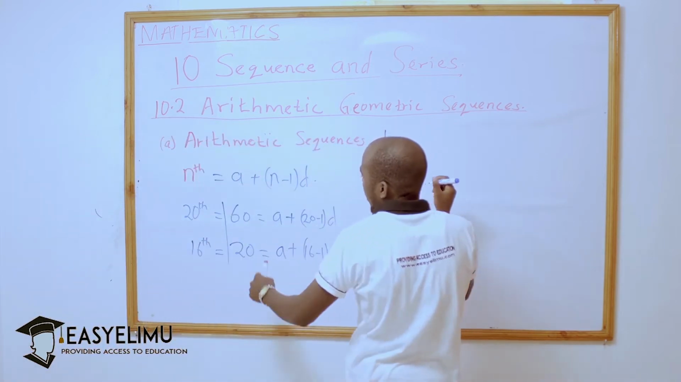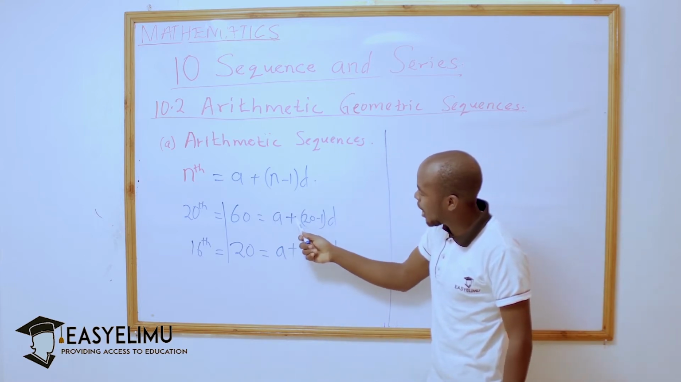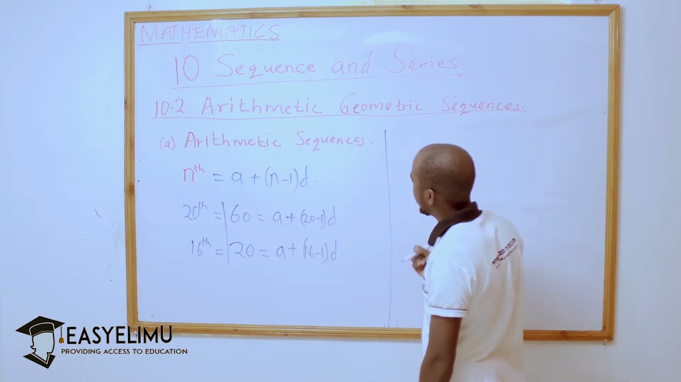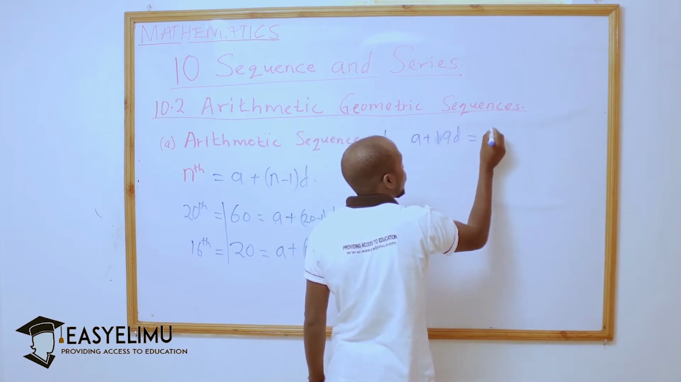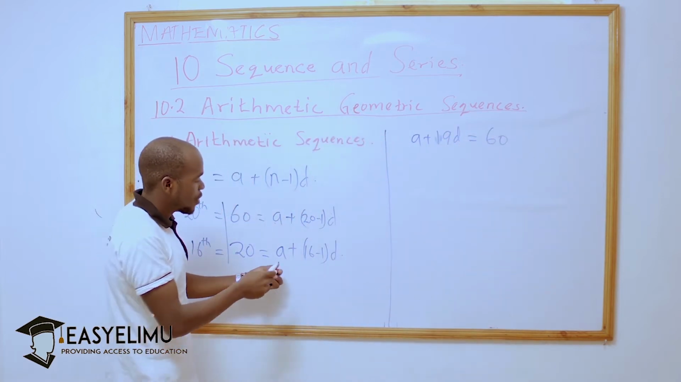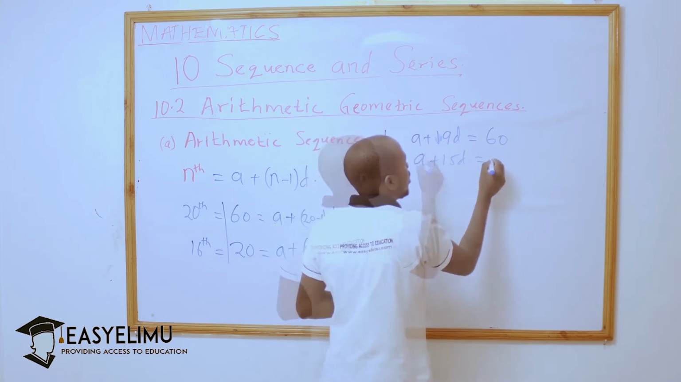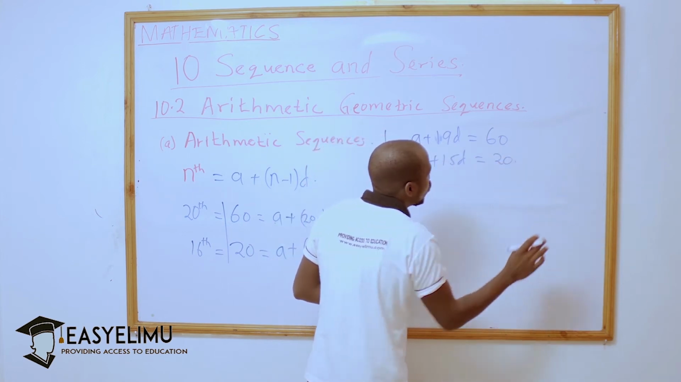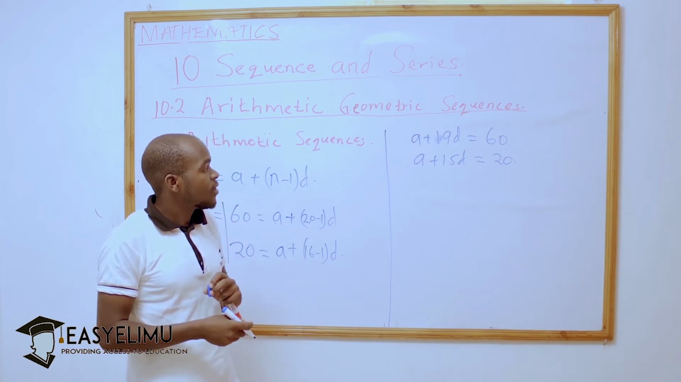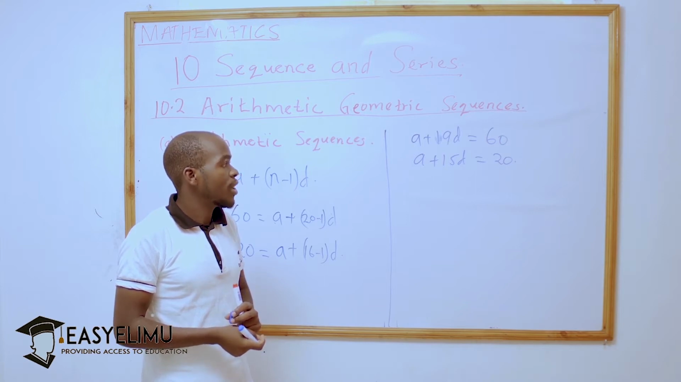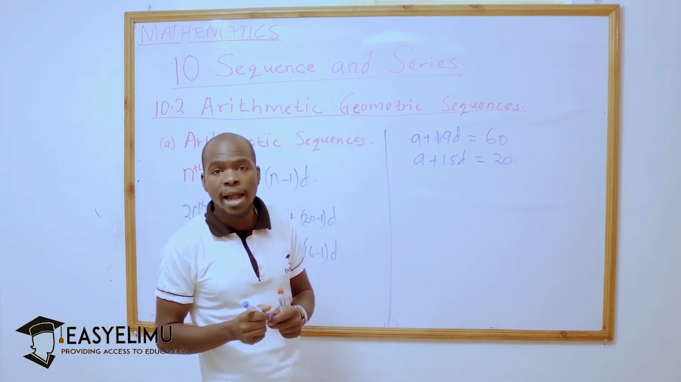So if that is the case, we arrive at the conclusion that these are two simultaneous equations: a plus, now 20 minus 1 we are going to get 19, so a plus 19d is equal to 60, and this one will have 16 minus 1, which is 15, so a plus 15d is equal to 20. If you see the two clearly, you will find they are actually two linear simultaneous equations. We can solve them and find the values of a and d.